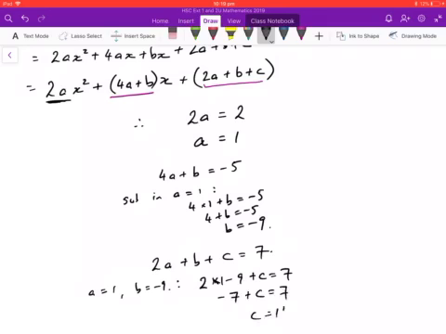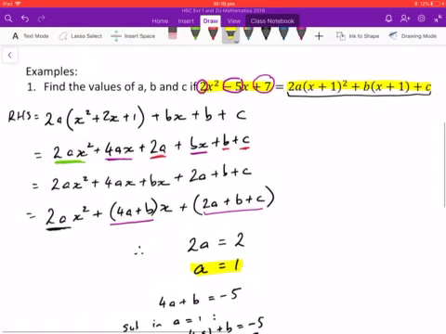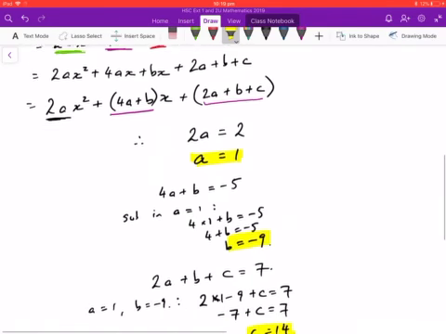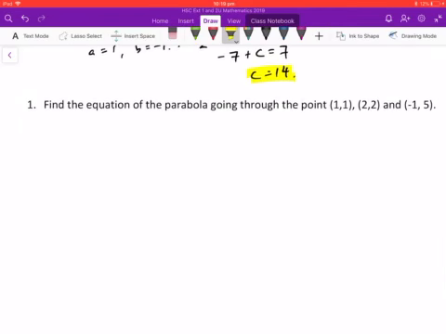So c is equal to 14. And so now I have the three things I wanted to find. a is equal to 1, b is equal to negative 9, c is equal to 14. And I found that by using the fact that when I have two quadratics that are equal, the coefficients must be equal.